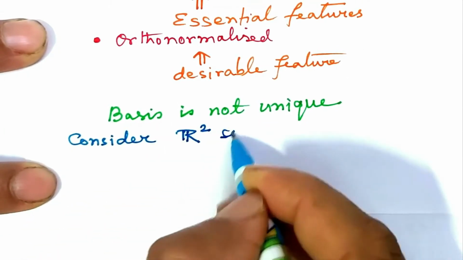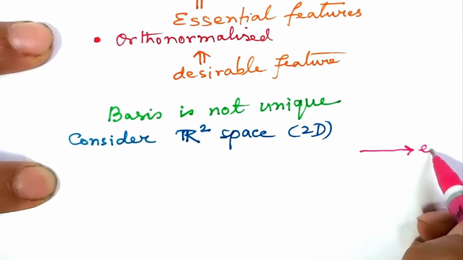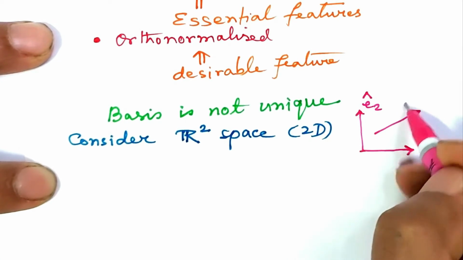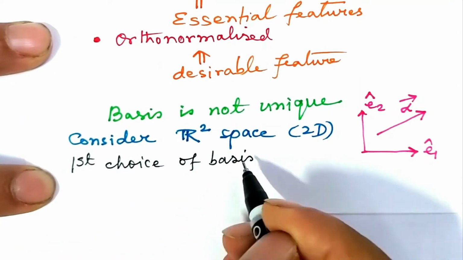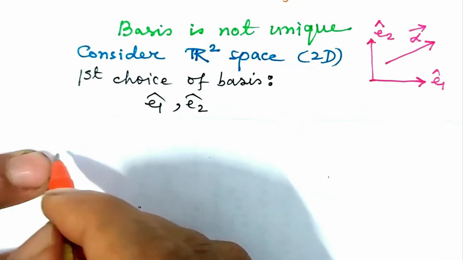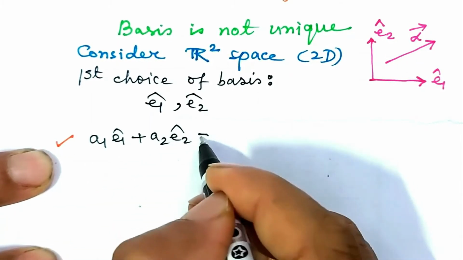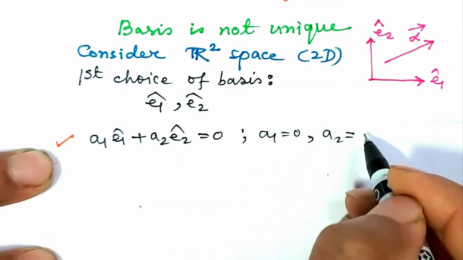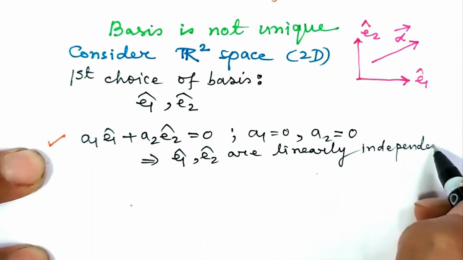Consider R2 space, that is a 2D region defined by the unit vectors e1 cap and e2 cap, and vector alpha is an arbitrary vector in this space. To describe R2 space, let us make the first choice of basis as e1 cap and e2 cap. We note that a1 e1 cap plus a2 e2 cap equal to 0 holds if a1 equal to 0, a2 equal to 0. This means that e1 cap and e2 cap are linearly independent.